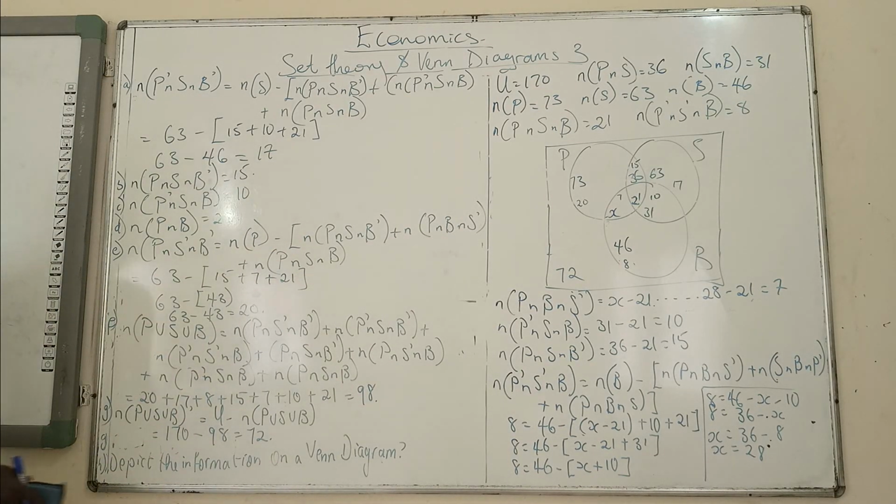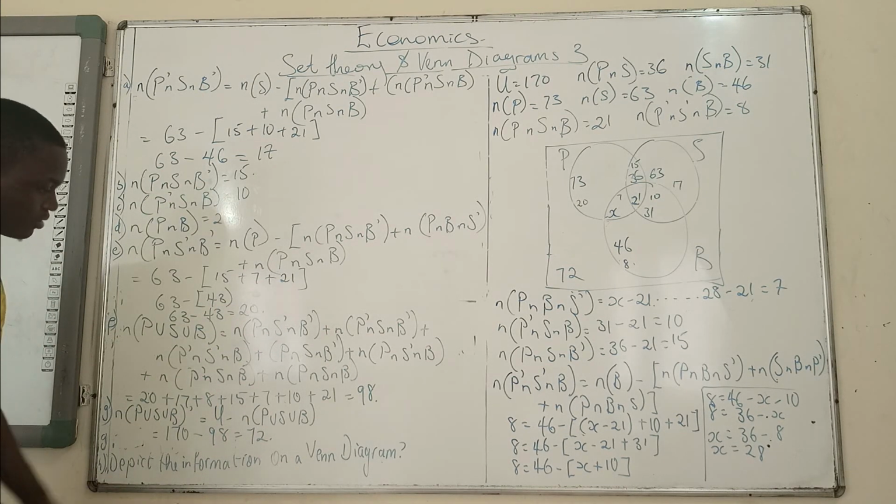Now the last question says that we should depict the information on the Venn diagram, which we've already done. So that is on the board. That's the information on the Venn diagram.